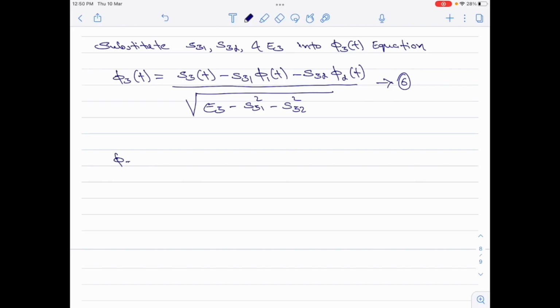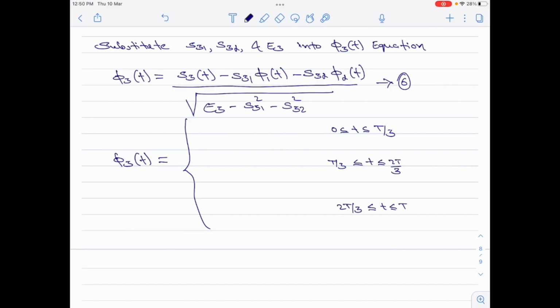So, phi 3 of t I will analyze over 3 different time intervals, starting from 0 to T by 3, then from T by 3 to 2T by 3, and lastly over 2T by 3 to capital T.